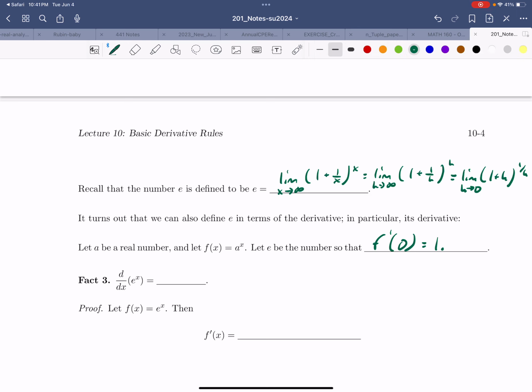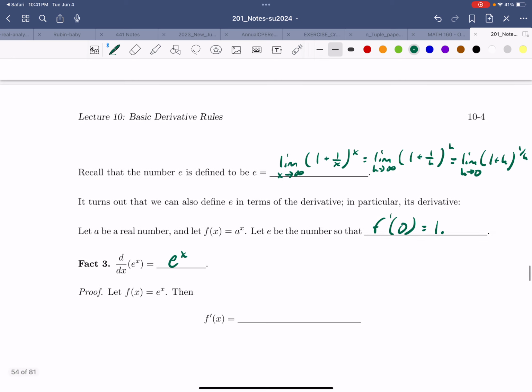So anyway, why is e so important in calculus? Because the derivative of e to the x is the easiest thing possible. Pause the video and try to guess what it is. The derivative of e to the x is e to the x. You don't do anything to it.